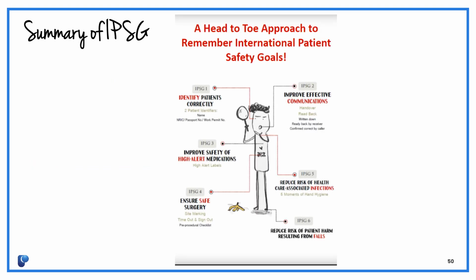So this is a summary of all our six international patient safety goals, which we can describe as a head-to-toe approach, whereby we identify patients correctly using our eyes, improve communication through our speech, improve safety of high-alert medications with our knowledge, ensure safe surgery, safe site, again with our knowledge, reduce healthcare-associated infections with our hand hygiene, and reduce risk of patient harm resulting from falls, which we can look at our feet and know that patients shouldn't fall down.